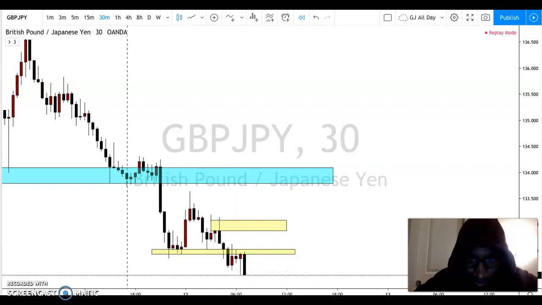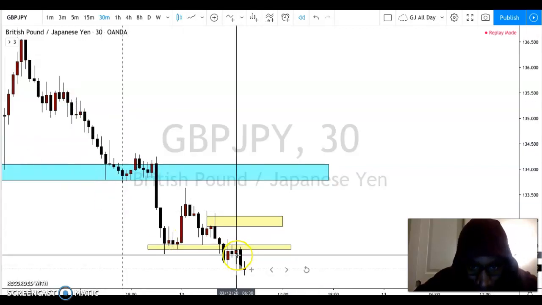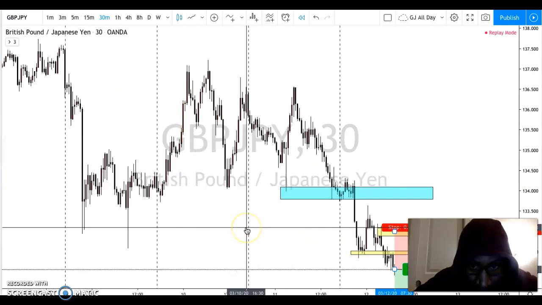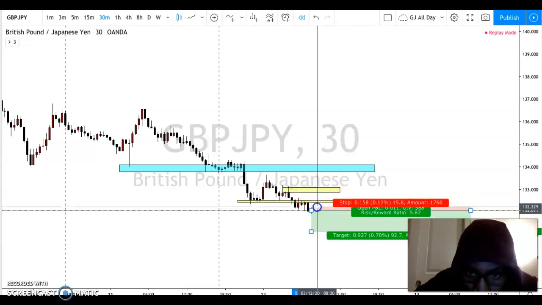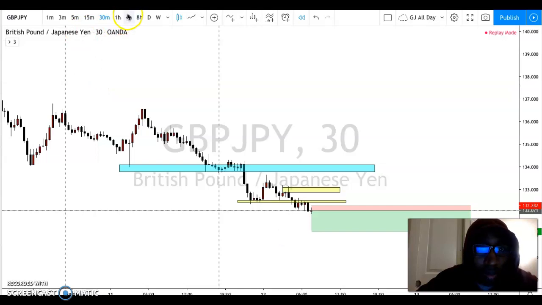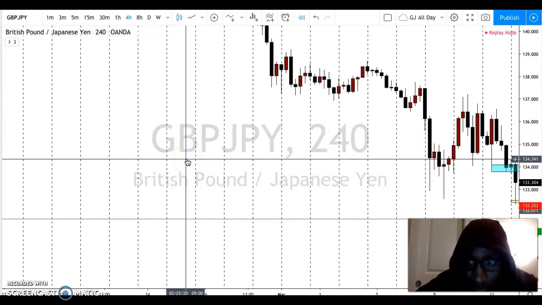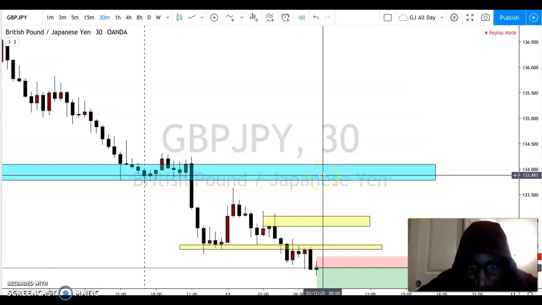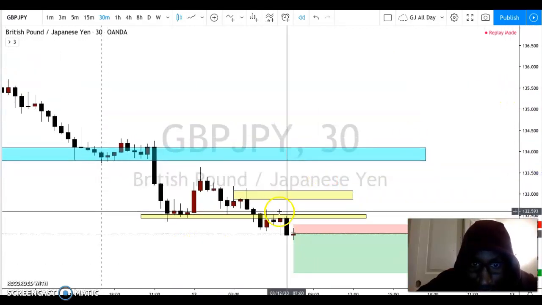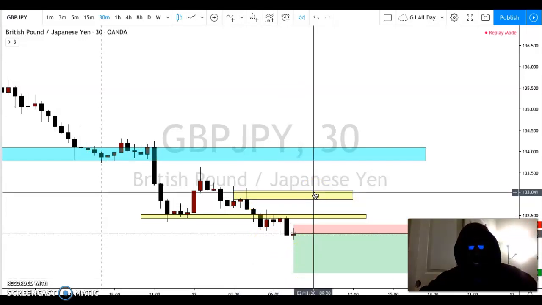Okay. So let's see if we can get a pullback to go further. Okay. Let's see what the next level is. Can't really see that far back, so let's just call it this range. So let's see. We can catch this before it cuts out.